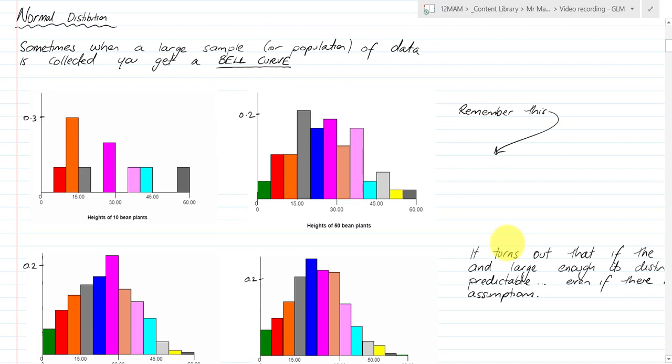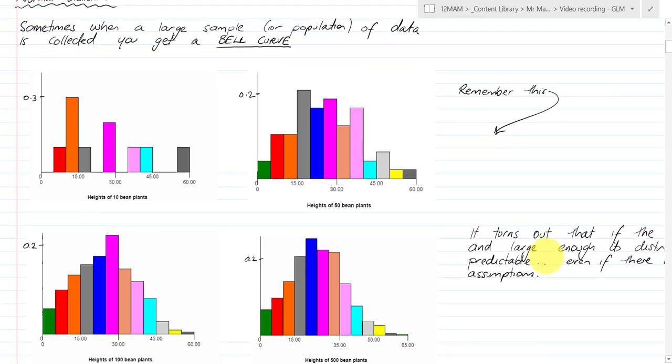Sometimes when you have a large sample, you might say that it can be represented as a bell curve. You've probably heard the word bell curve before. Here's some data I randomly generated: the heights of 10, 50, 100 and 500 bean plants. I've represented this in a frequency histogram, which I've converted into a probability histogram. You can tell it's probability based because here are my probabilities.